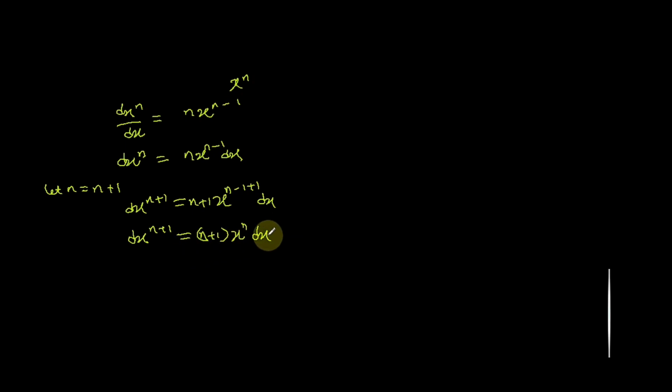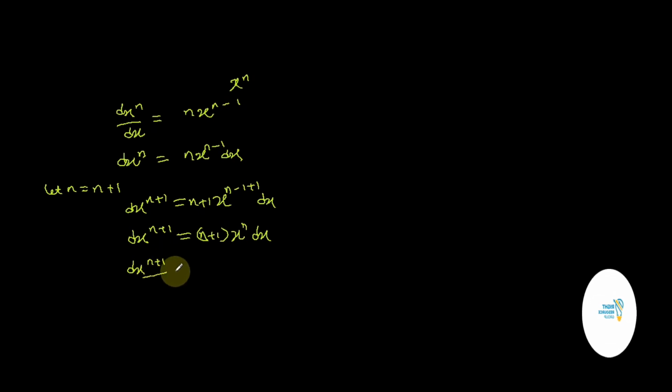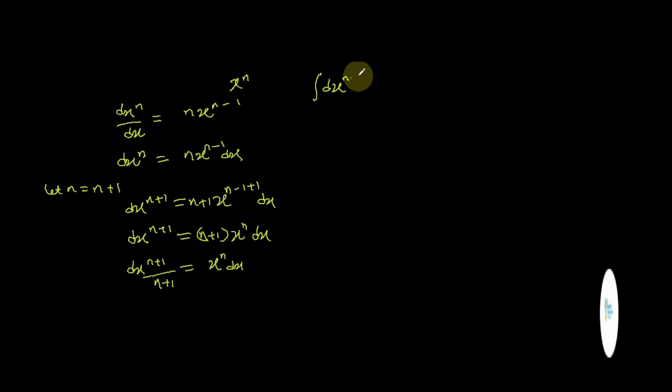So let's divide both sides by n plus 1. If we do that, we are going to have d of x raised to the power of n plus 1 divided by n plus 1 equal to x raised to the power of n dx. Now at this junction, we are going to integrate both sides. If we do that, we are going to have integral of d of x raised to the power of n plus 1 divided by n plus 1 equal to integral of x raised to the power of n dx.